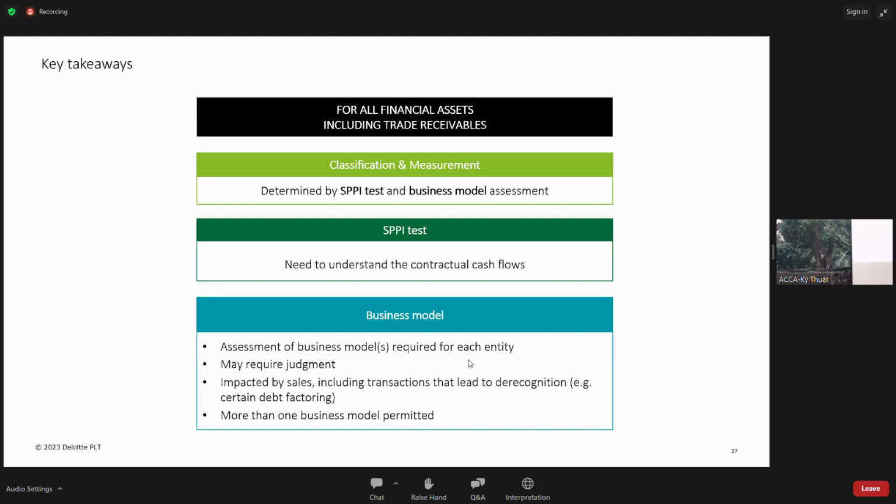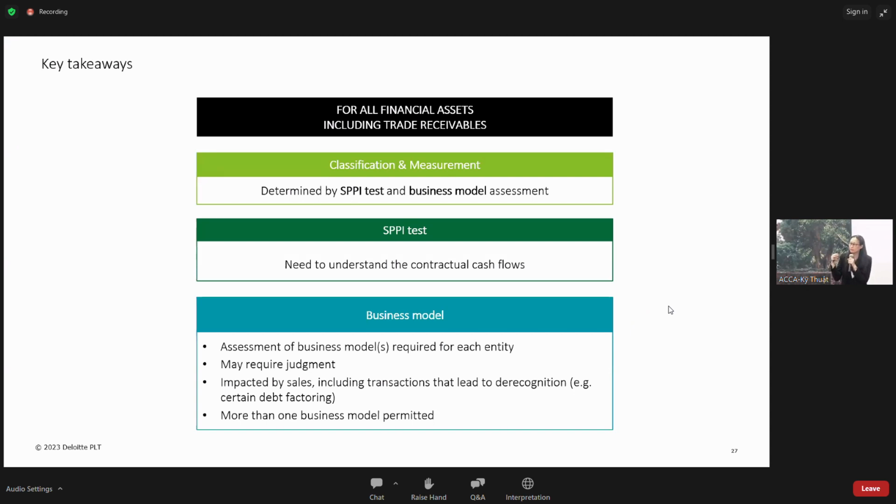So SPPI, you need to understand the contractual cash flow. This one is where a lot of people tend to miss out certain things. Contracts are very thick sometimes, and wordings are not highlighted or bold or underlined unless it's very important, right? So things like suddenly I have an option in relation to shares or tagged to commodity price. These are things that will fail the SPPI test. You have to look out for it, okay?